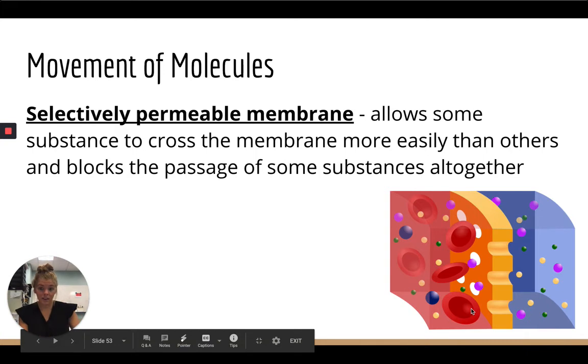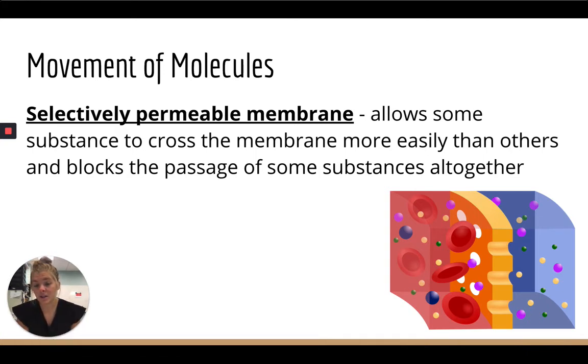So I mentioned earlier that the membrane allows some things in and other things not in. That term for that is that the membrane is selectively permeable. It straight up means that some things are allowed to cross the membrane and some things aren't. Some things can get across easily and some have more trouble. It's selectively permeable to different types of materials.